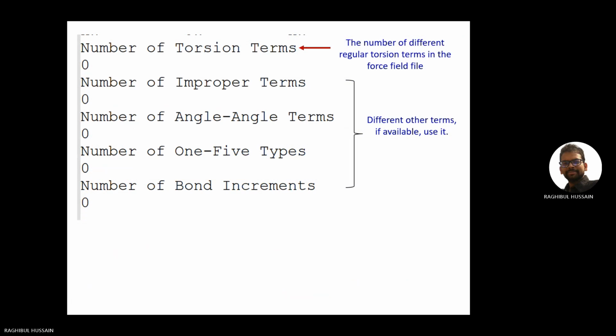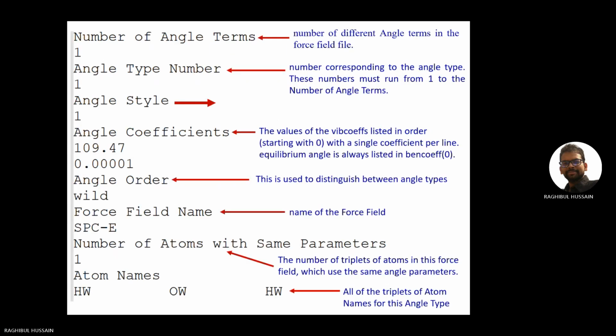Done. And all the remaining are 0. So we do not have a torsion, improper angle, all these terms. So make everything 0. Now let us discuss two things which are important.